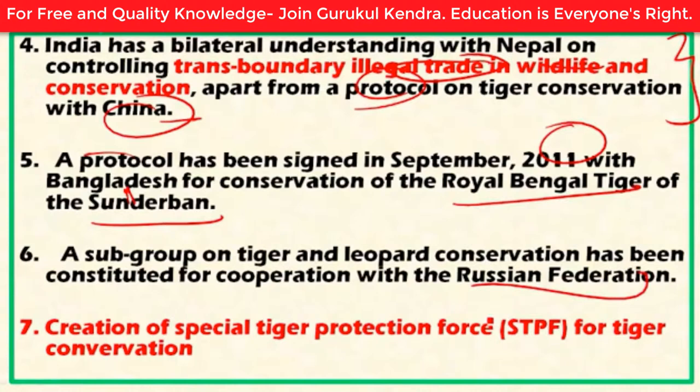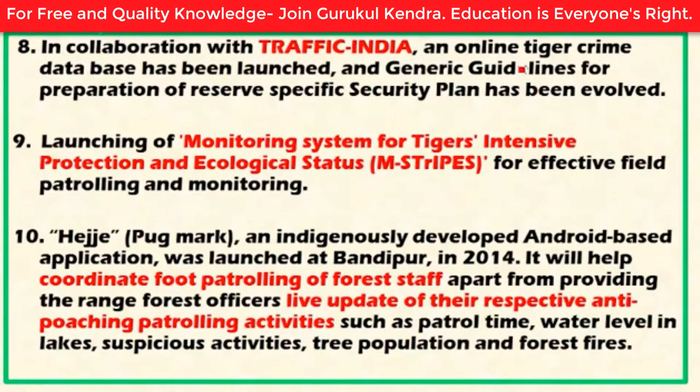And for protection of the tigers within the tiger reserves, the new Special Tiger Protection Force is a force which prevents tiger poaching in the tiger reserves. In collaboration with TRAFFIC India, an online tiger crime database has been launched. This provides information sharing, and generic guidelines for preparation of reserve specific security plans have been evolved. And M-STRIPES, that is the Monitoring System for Tiger Intensive Protection and Ecological Status, has been launched for effective field patrolling and monitoring, for field level coordination and monitoring.